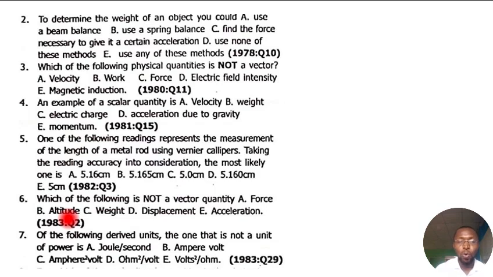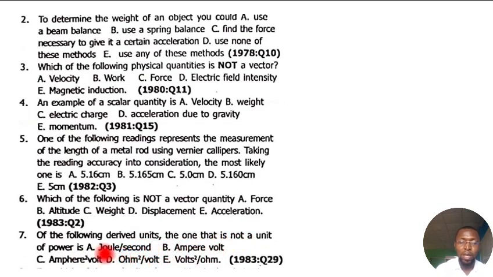All right. So we also have another question here. It says, of the following derived units, the one that is not a unit of power is what? Now, before you can know the unit of power, you must also know the formula for power. Power, by the way, is another example of a scalar quantity. Now, power by formula is work over time or energy over time.